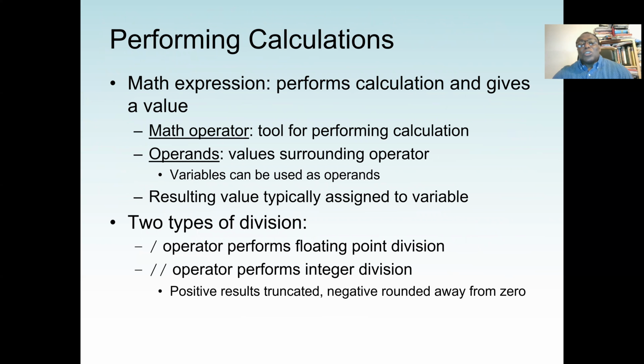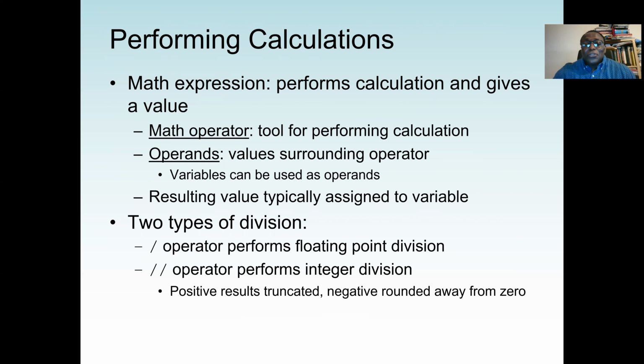So, performing calculations, in Python we have almost the same mathematical expressions as any programming language. The difference is that in Python we have two types of division. We have a single slash, and that performs floating point division. So for example, if I say 5, only one slash, divided by 2, the answer will be 2.5.